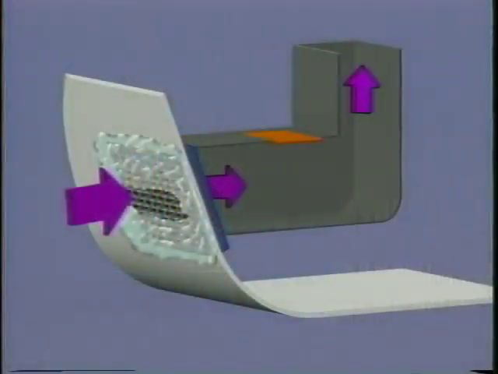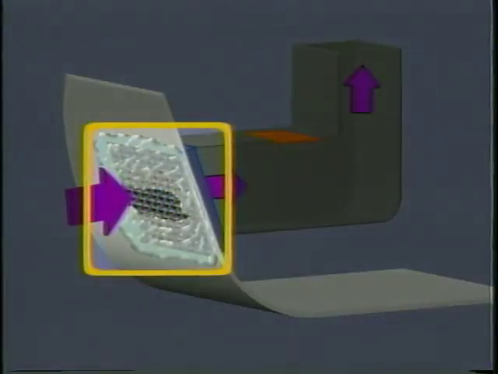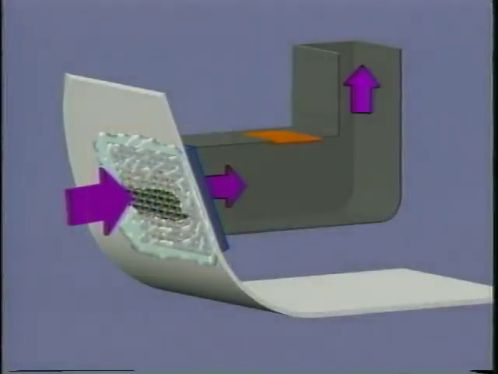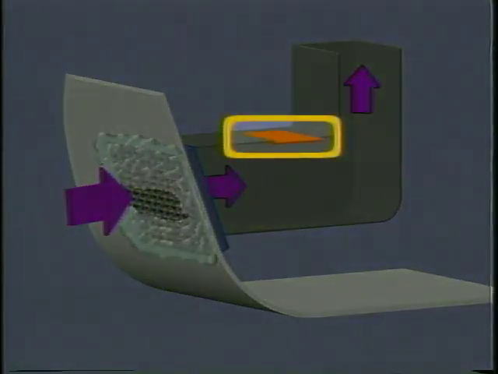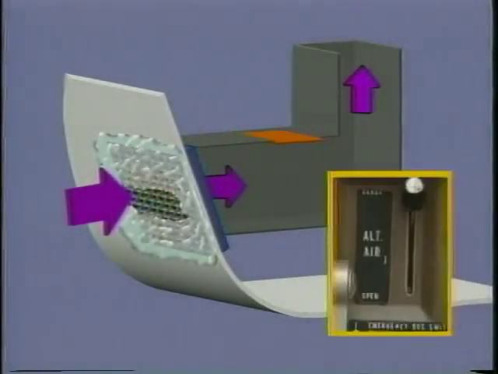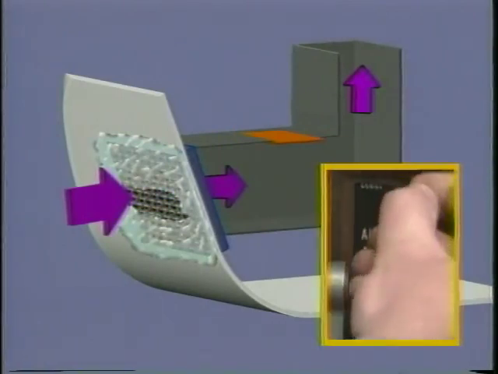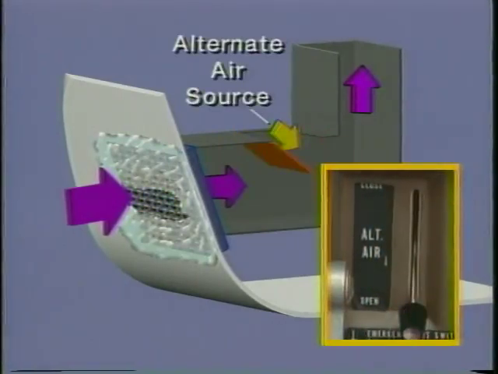One place where ice can accumulate in a fuel injection system is on the air intake. If this happens, all air could be cut off to the engine, causing it to quit. To prevent this from happening, some induction systems have an alternate air door. When opened, air from inside the cowling is taken into the induction system.